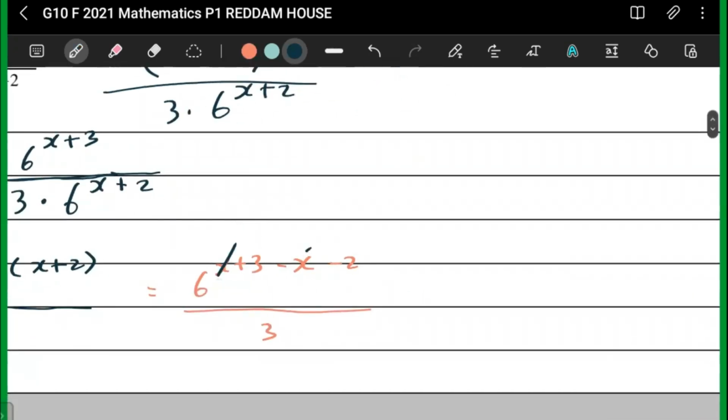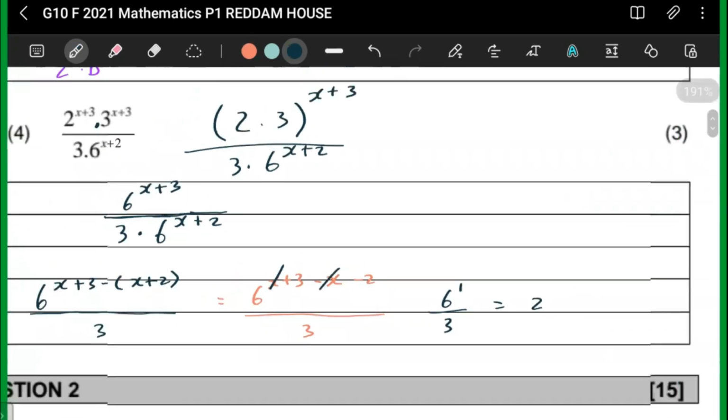X cancels x here. Here you have 3 minus 2, which is just a 1. So there you go. The answer is just a 2.